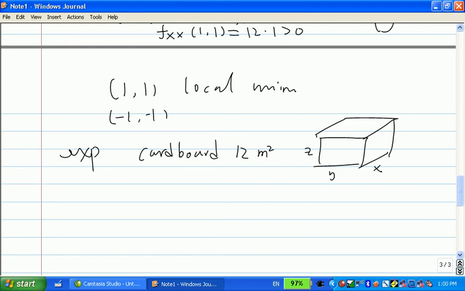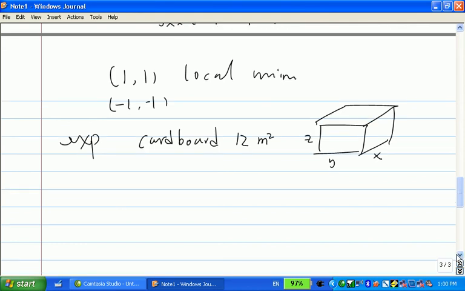The volume will be different. What we're looking for is the dimensions x, y, and z, such that this box is first of all made of this 12 square meter cardboard, and at the same time the volume is the largest. For this kind of word problem, the first thing you need to do is identify the quantity you want to find a maximum or minimum of. For this problem, we want to maximize the volume, right? So we'll use V to denote the volume. For a rectangular box, the volume is x times y times z.